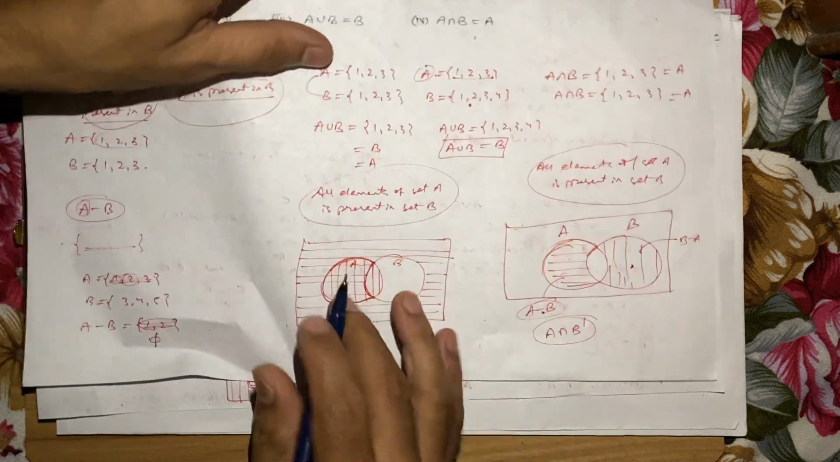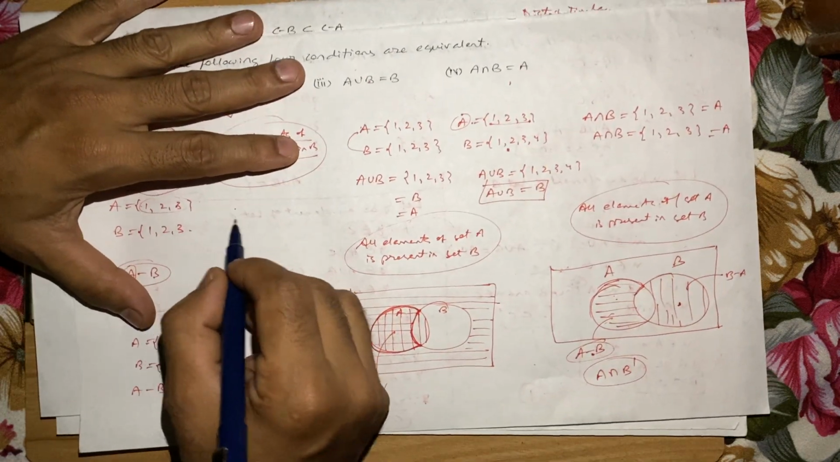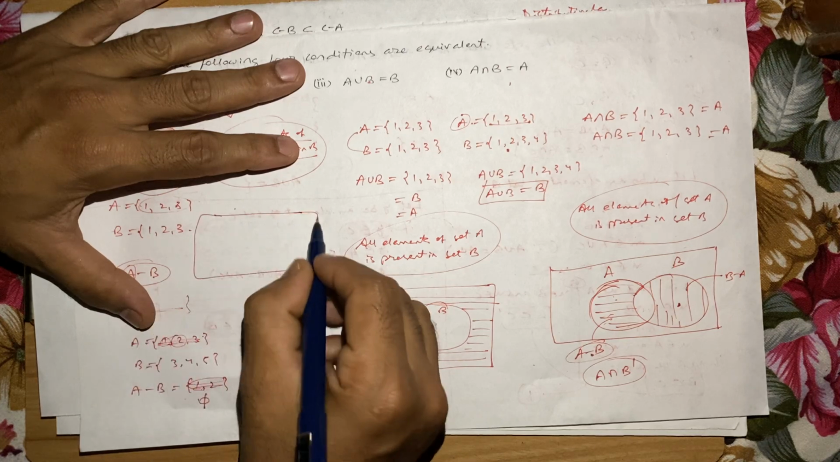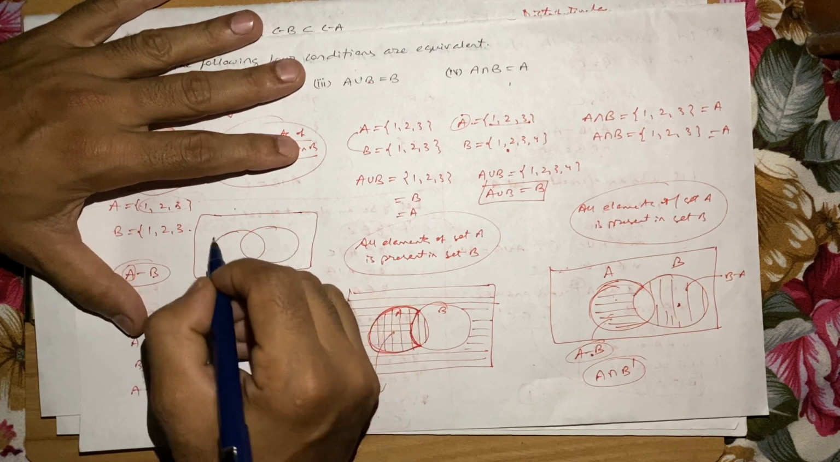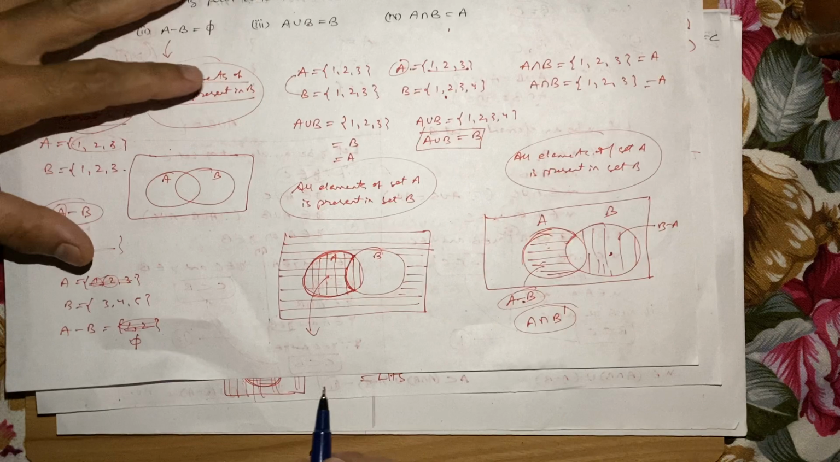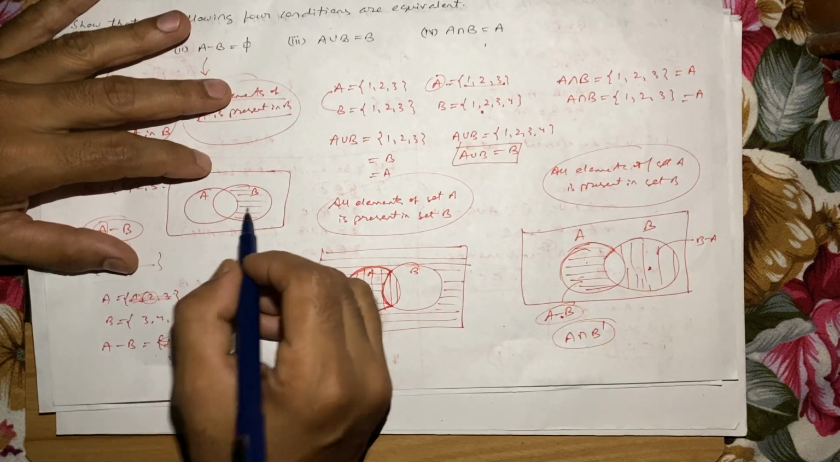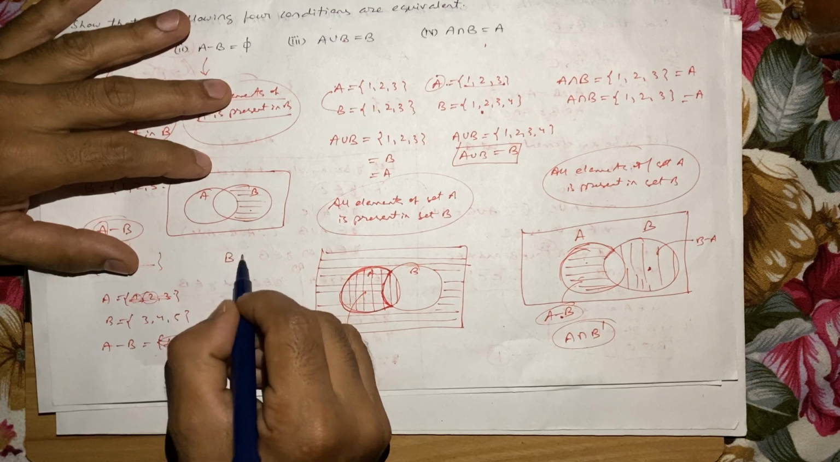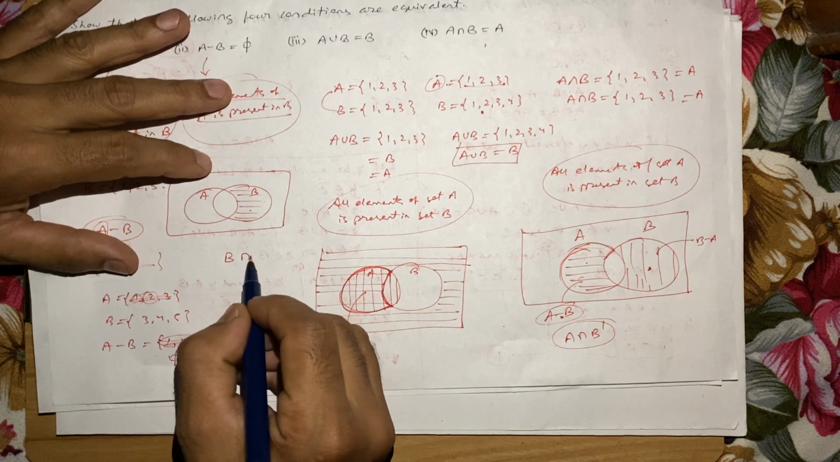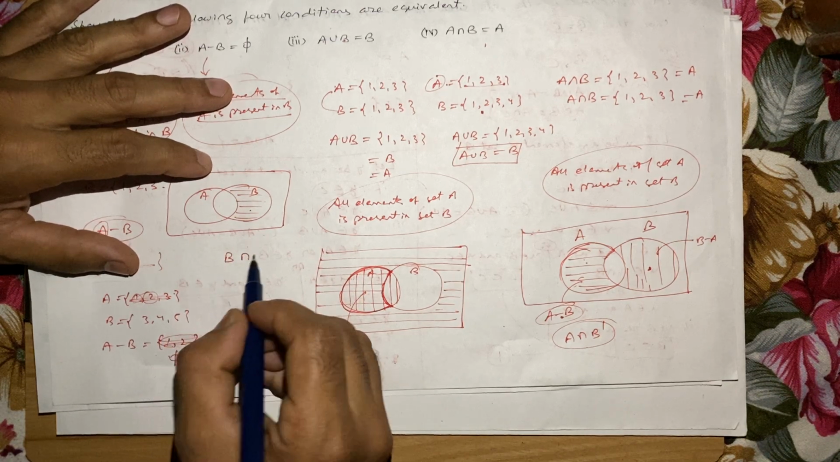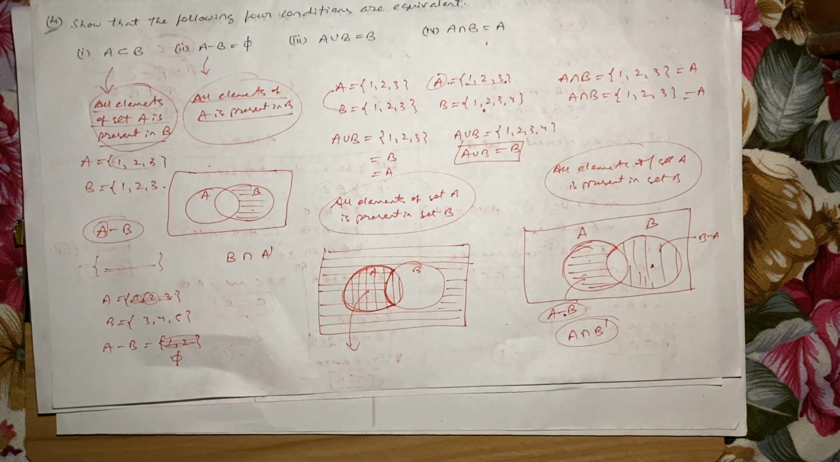Let's draw it once again. This is A, this is B, and this is B minus A. This part is B minus A, right? So this can be written as B intersection A dash, right? B intersection A dash. Why?